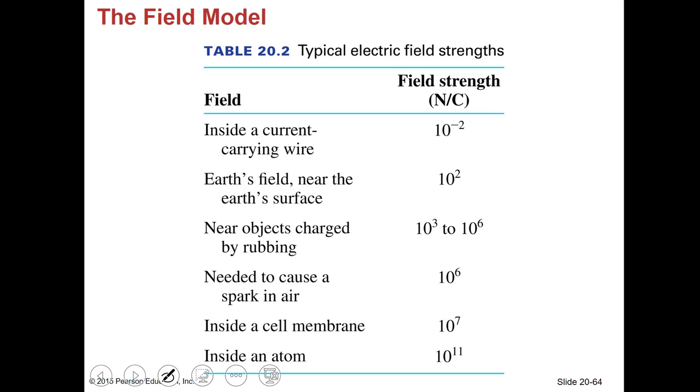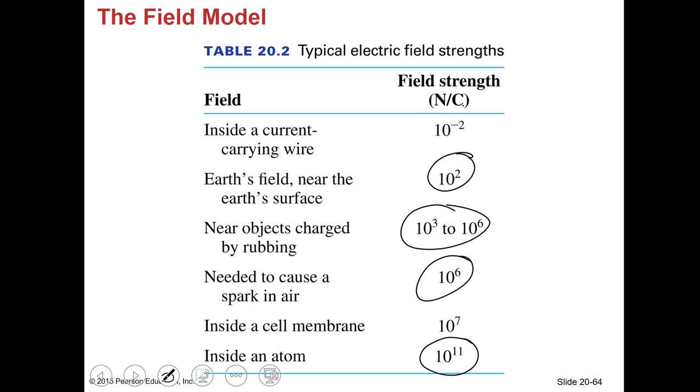Here are some typical electric field strengths. Inside an atom, all the way like 100 billion newtons per coulomb. Needed to have a spark in the air, this would be kind of like lightning, about 1 million newtons per coulomb. Objects charged up, pretty good amount here, 10 to the third, all the way up to 10 to the sixth. The Earth's field near the Earth's surface, something like around 100 newtons per coulomb.